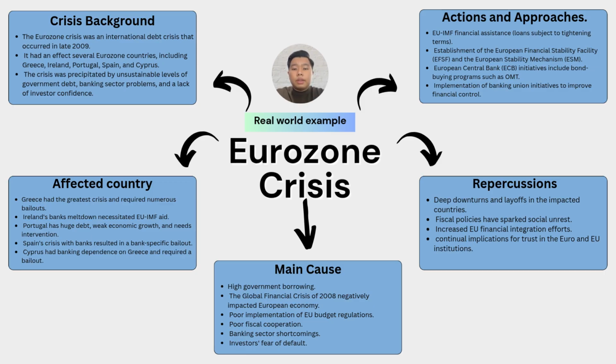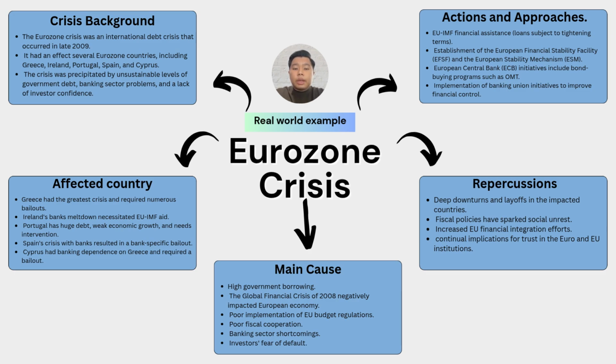And the fourth is that the banking sector was highly exposed. In Ireland and Spain, for instance, housing bubbles burst and banks collapsed, requiring state intervention. Finally, investor confidence plummeted as doubts grew over whether countries like Greece could repay their debts. Borrowing costs soared. This made it even harder for these countries to refinance their debt, deepening the crisis.